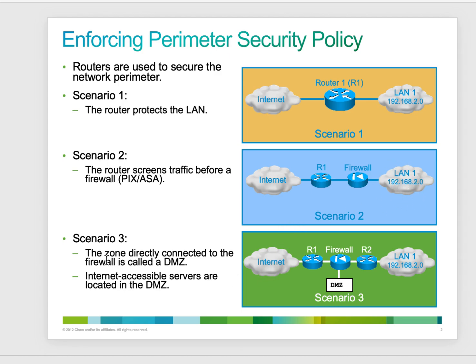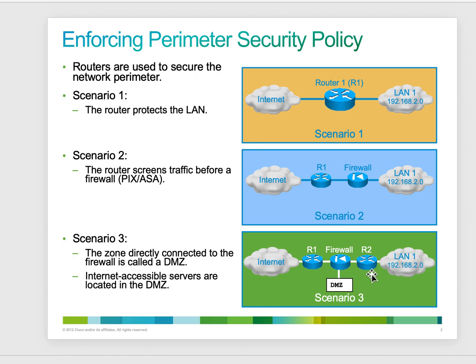Then scenario 3: the zone directly connected to the firewall is called the demilitarized zone. This is your public network. Anything coming from this internet goes through your router 1, and then router 1 sends the data through the firewall, and the firewall accesses the demilitarized zone. Because the firewall and router trust this demilitarized zone, everything goes through here before it goes into the local area network.